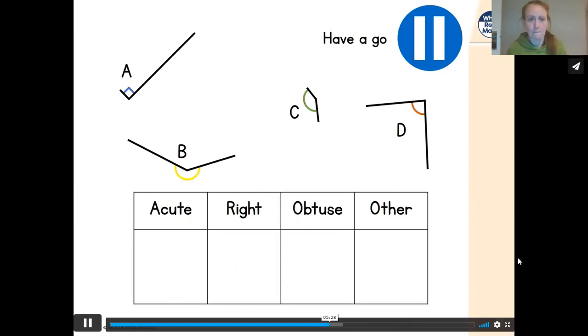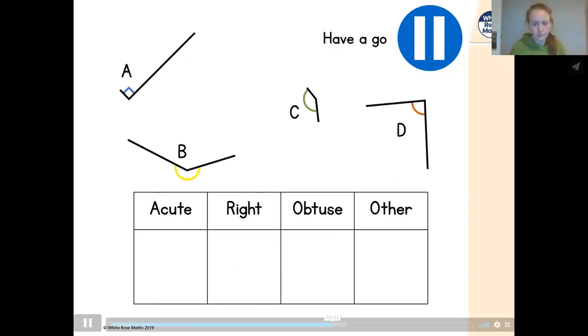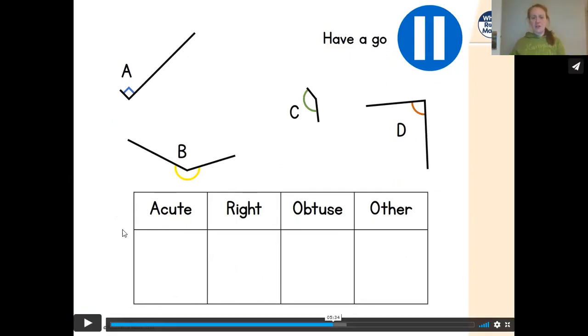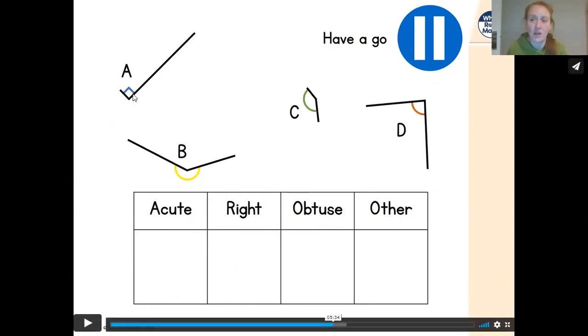Have a go at putting angles A, B, C, and D into the correct columns on the table. Okay, so looking at this, we've got acute, right angle, obtuse, or other angle. Okay, so let's look at A. Anybody have a clue here what this A might be? Well, we've got a really good clue, haven't we? Because we've got that little square in the corner. That would go in right angle, so we could put the letter A in here.